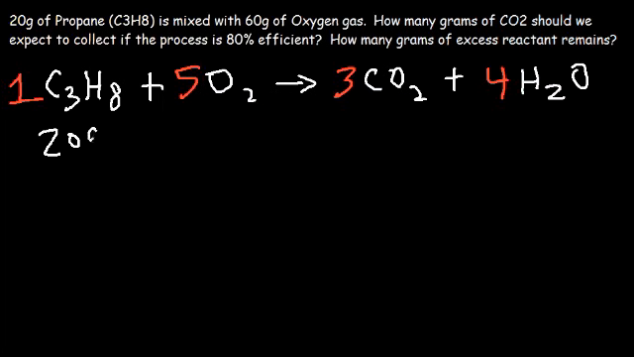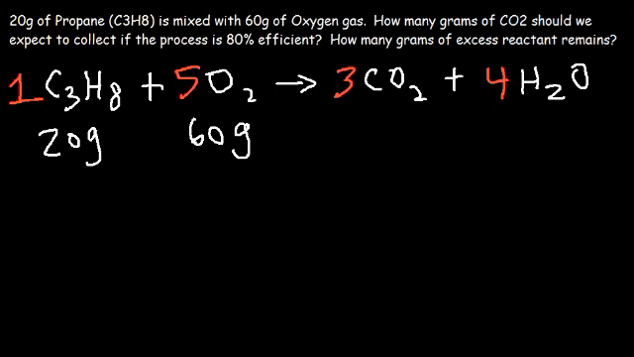We have 20 grams of propane and 60 grams of oxygen. What should we do next? Now we need to identify the limiting reactant. And there's 2 ways we can do it. We can convert the grams of propane and the grams of O2 separately into moles, and then divide by the coefficient to see which one has the lowest mole per coefficient ratio. And we could find the limiting reactant that way.